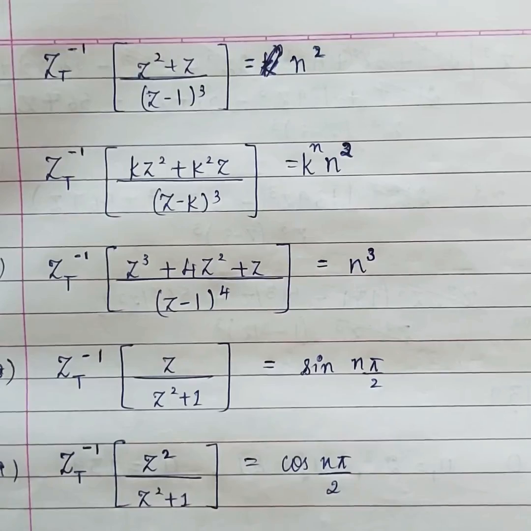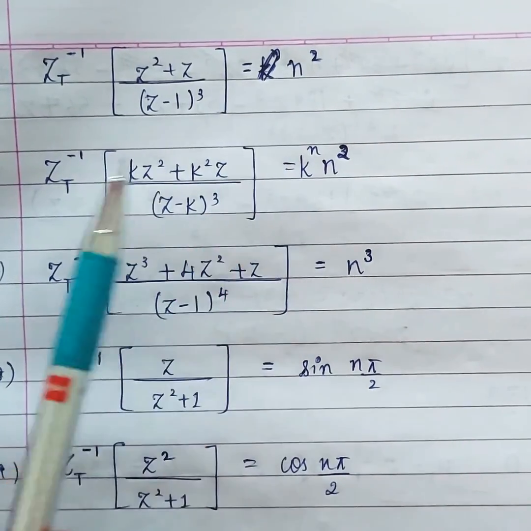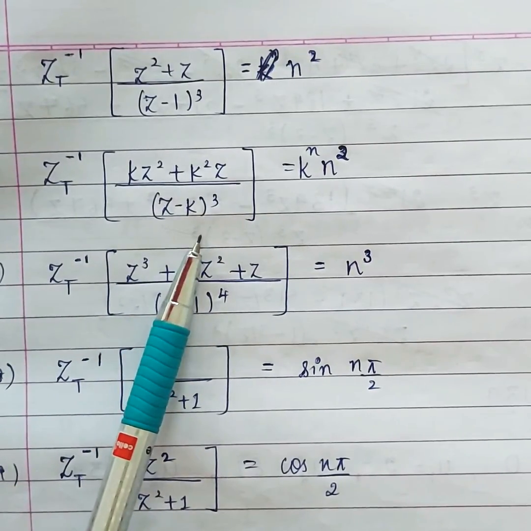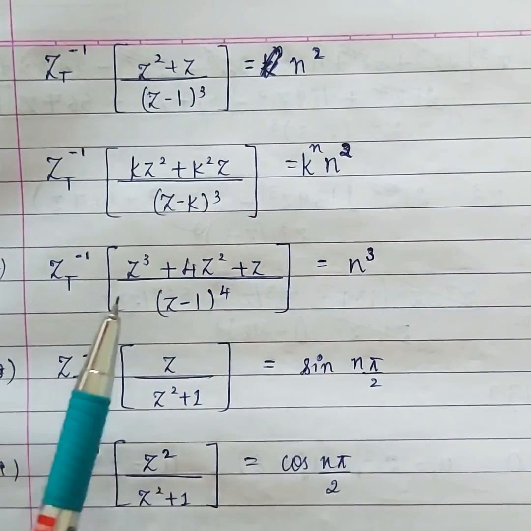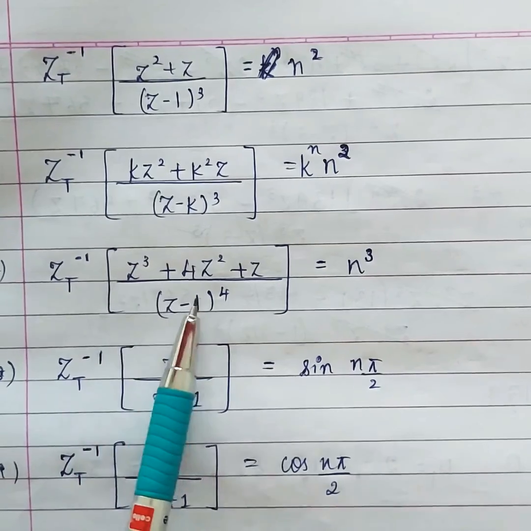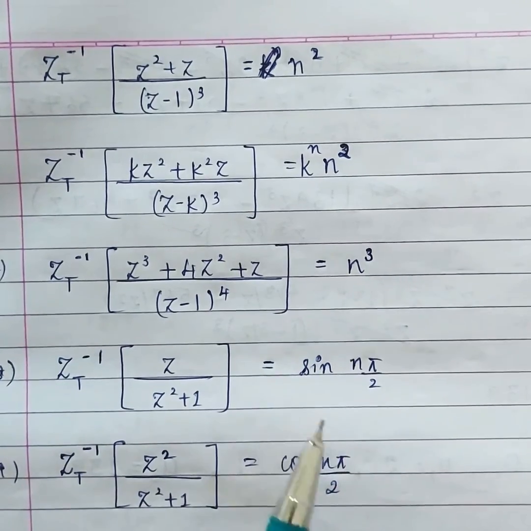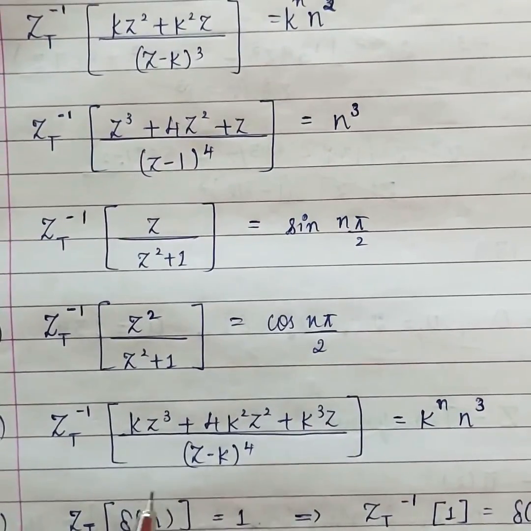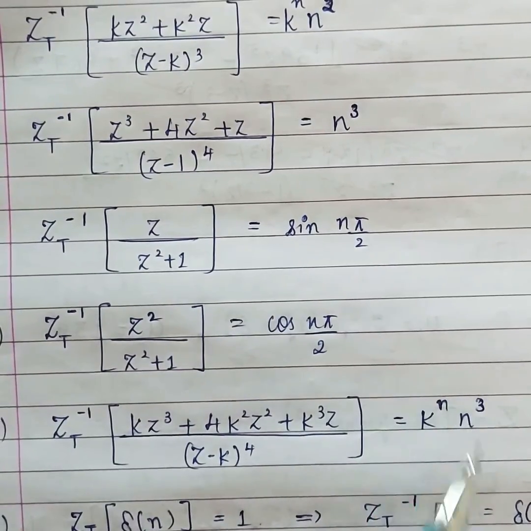Similarly, Z transform inverse of z square plus z by z minus 1 the whole cube is nothing but n square. Same way, Z transform inverse of kz square plus k square z by z minus k the whole cube is k power n into n square. Everything is the same, extra k term is coming. And Z transform inverse of z cube plus 4z square plus z by z minus 1 the whole power 4 is nothing but Z transform of n cube. And similarly, see this last formula, kz cube plus 4k square z square plus k cube z by z minus k the whole power 4 is k power n cube.